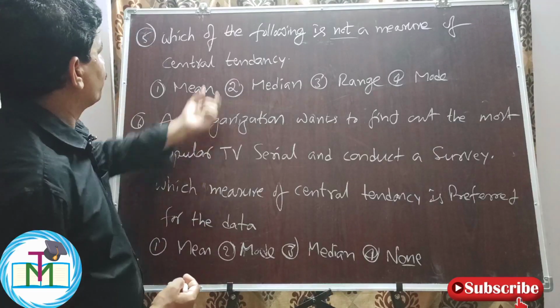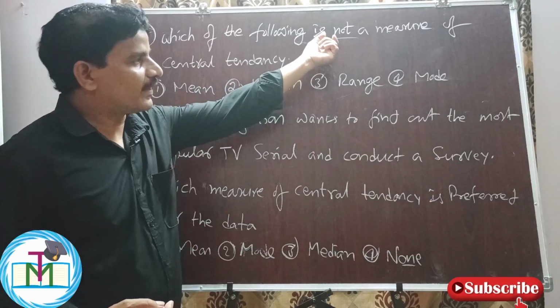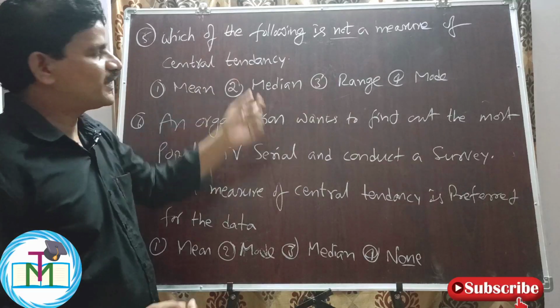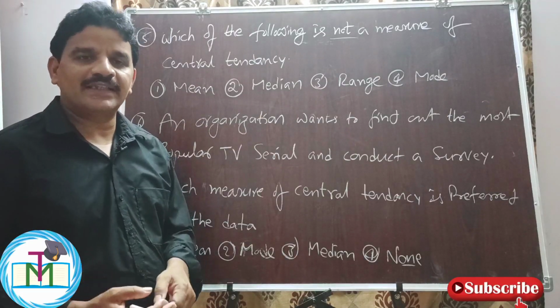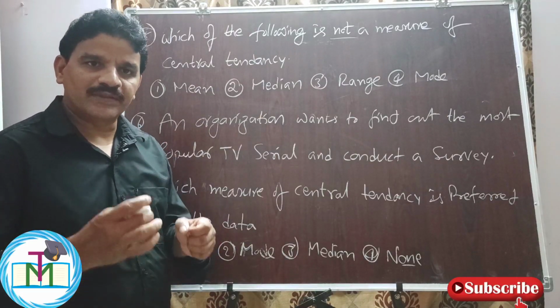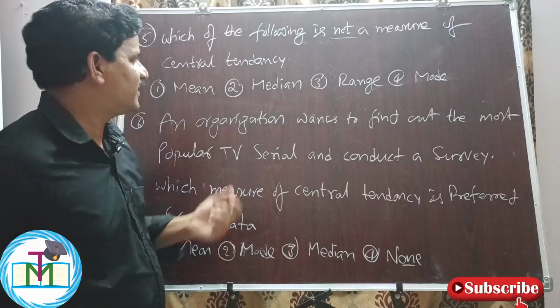Question number 5. Which of the following is not a measure of central tendency? The measures of central tendency are: one is mean, second one is median, third one is mode. Let us see its answer.